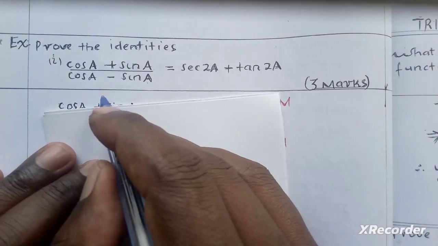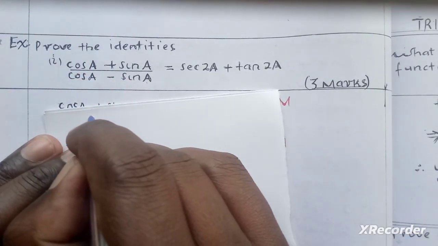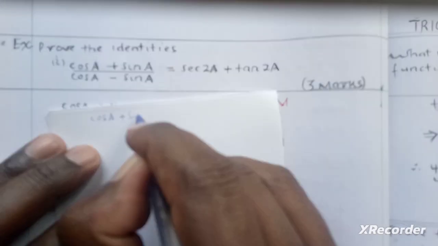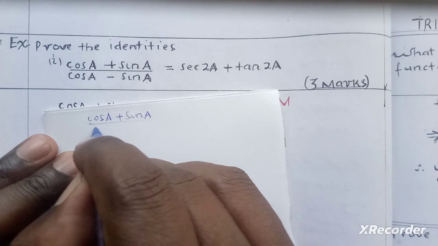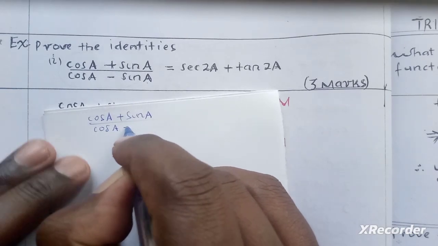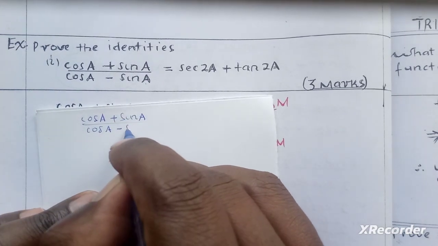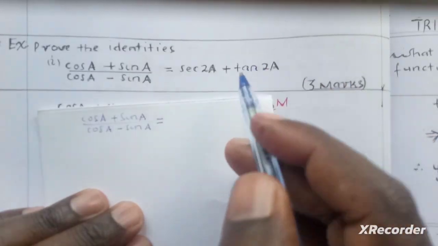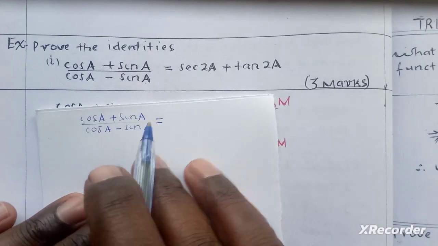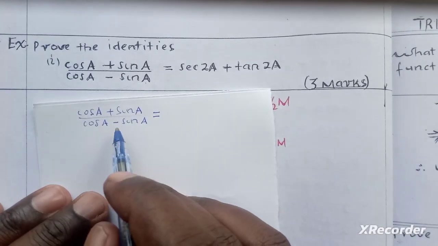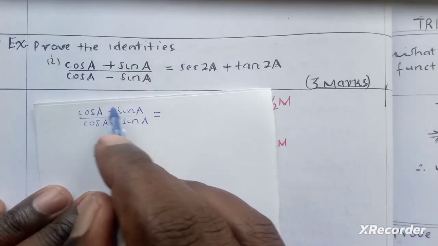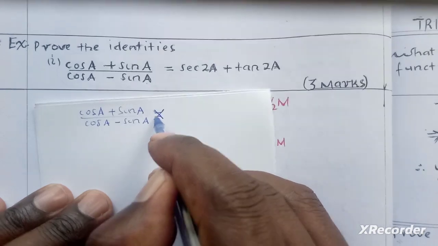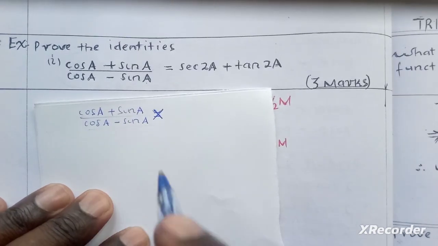We come to this identity we want to prove, so we write (cos A plus sin A) all over (cos A minus sin A), which should give us now sec 2A plus tan 2A. So how do we go about this? What we do, we can multiply this value by the conjugate. All of it we multiply by the conjugate. Multiply there by the conjugate of cos A minus sin A.